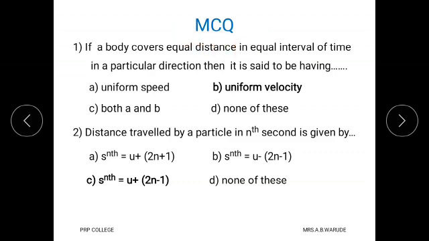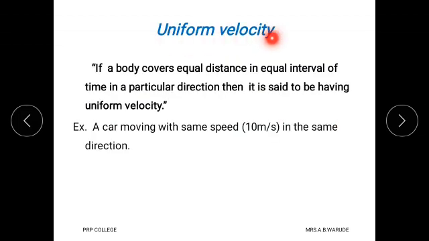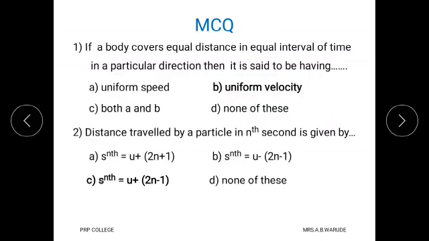Then solve MCQ. First question: if a body covers equal distance in equal intervals of time in a particular direction, then it is said to have: option A is uniform speed, option B is uniform velocity, option C is both A and B, option D is none of these. And as we see here, the definition of uniform velocity is: if a body covers equal distance in equal intervals of time in a particular direction, it is called uniform velocity. Therefore the correct option is B.